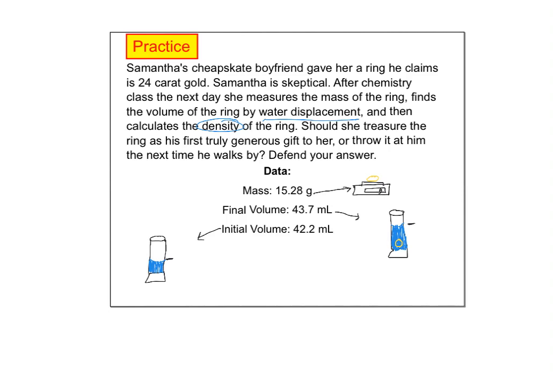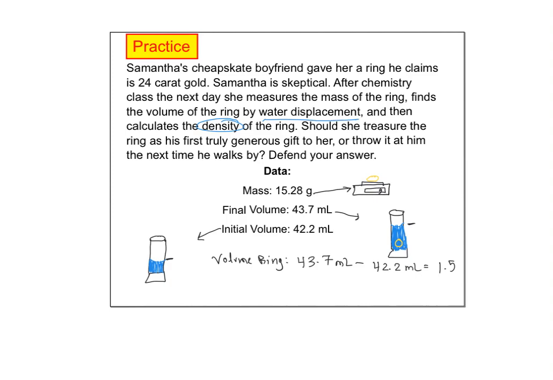We know the water level is going to rise, so she measures the final volume. Why is that helpful? We can find the volume of the ring by doing a little subtraction. So if I take the final volume, 43.7 milliliters, minus the initial 42.2 milliliters, we're going to use our subtraction sig fig rule, so one spot past the decimal. We should get, let's see, 0.8 plus 0.7, nope, I lied, 1.5.